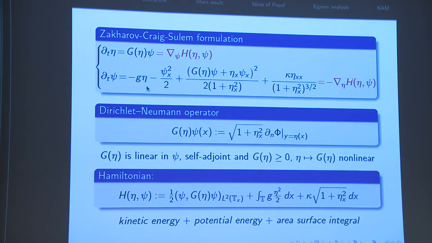And the Hamiltonian is what one should expect, namely the Hamiltonian is the full energy of the system expressed only through these canonical variables, which are eta and psi. So it is the kinetic energy of the fluid, which when expressed in terms of the Dirichlet-Neumann operator takes this form. Then there is the gravitational energy, and then there is the energy due to the capillary forces.